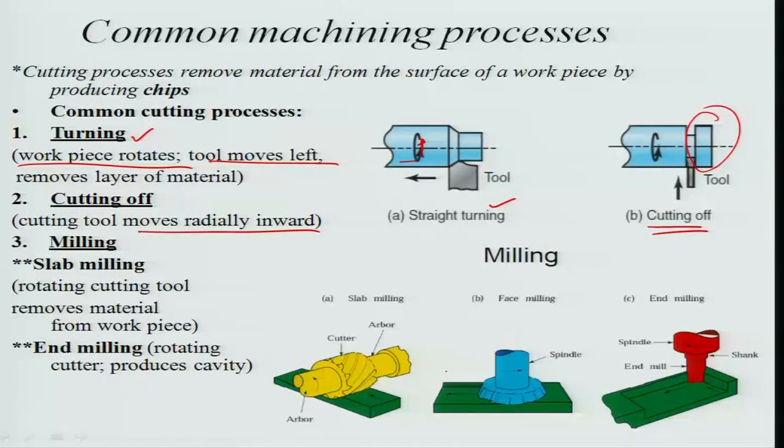You have milling again, which is another form of cutting. In slab milling operations, you have a rotating cutting tool and it removes material from the workpiece as shown here. The milling tool is typically mounted onto an arbor, which is an axis that provides rotation to the cutter, and the workpiece is moved in both x and y directions with respect to this particular cutting motion. Such examples are known as slab milling.